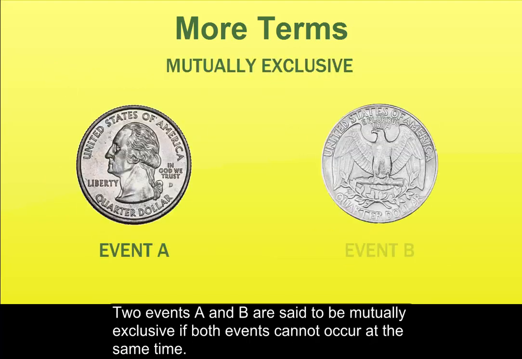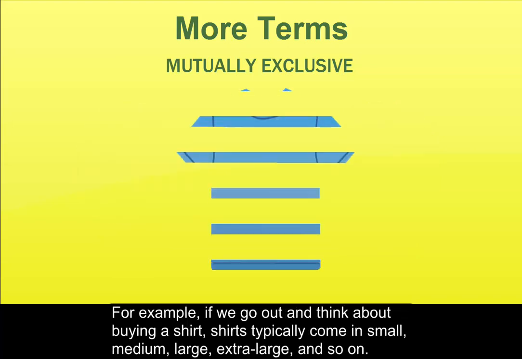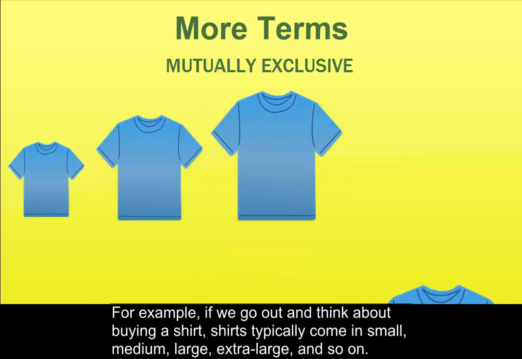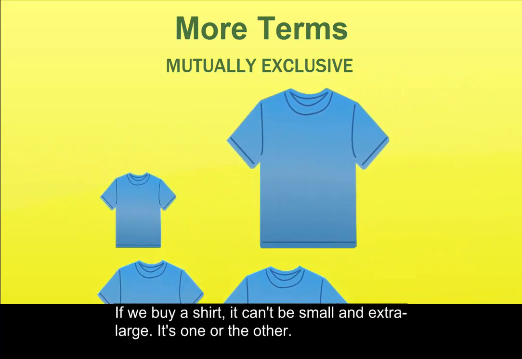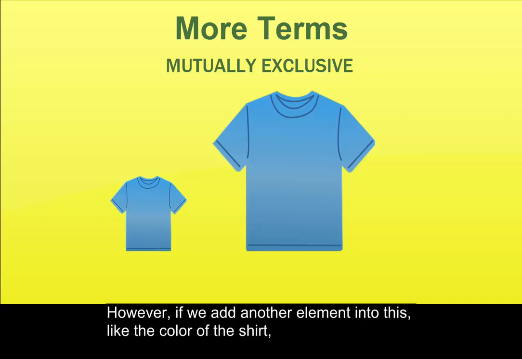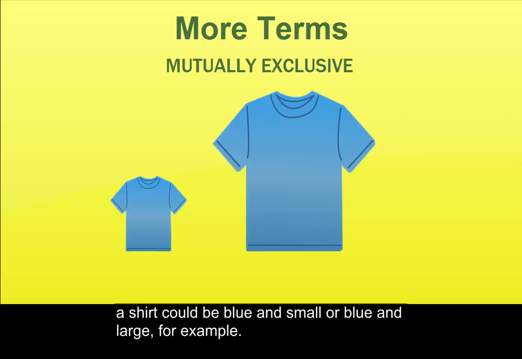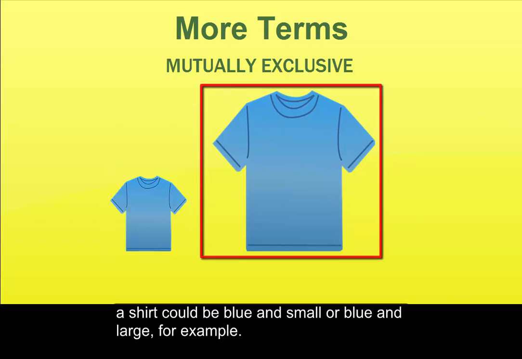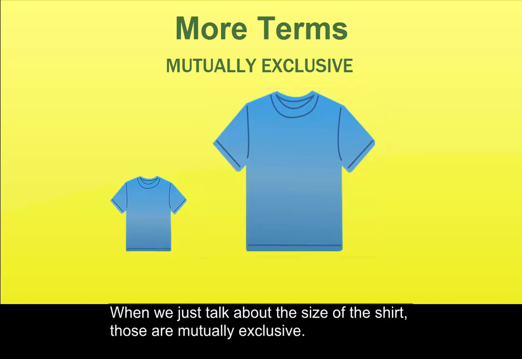Two events A and B are said to be mutually exclusive if both events cannot occur at the same time. For example, if we go out and think about buying a shirt, shirts typically come in small, medium, large, extra large, and so on. If we buy a shirt, it can't be small and extra large. It's one or the other. However, if we add another element into this, like the color of the shirt, a shirt could be blue and small or blue and large, for example. But when we just talk about the size of the shirts, those are mutually exclusive.